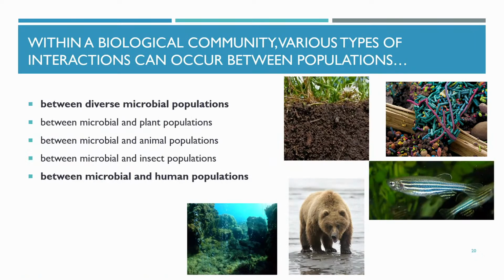Within a biological community, there are many different types of interactions that occur between populations. We're going to focus on the interactions between microbes and other microbes, as well as microbes and humans. But I really want to stress that there are also microbial and plant population interactions, interactions between microbes and animals, and microbes and insects as well. Microbes are really, really important for interactions with every living thing.